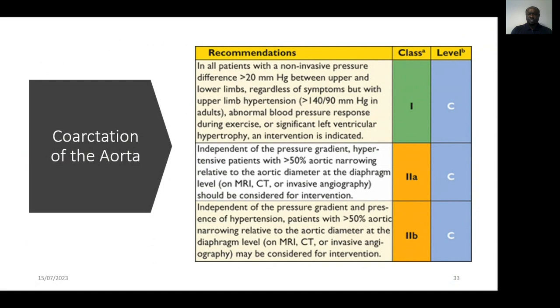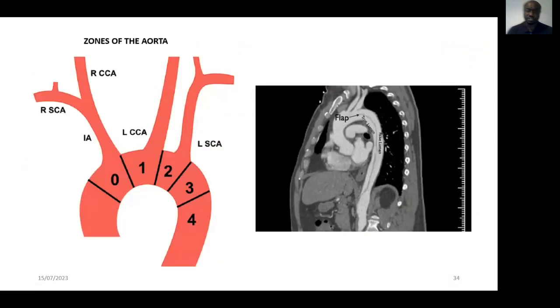For coarctation, what we mostly do, if they are amenable, is stenting these days. That's what we prefer. However, if that's not possible, then they have a surgery. Quickly go through the last few slides.